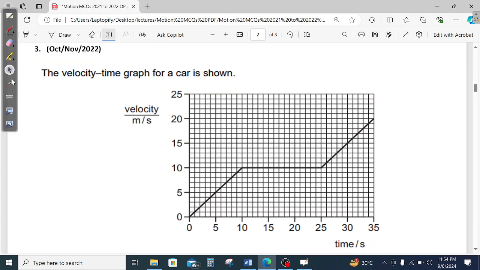Check the question. The velocity time graph for a car is shown. This is the velocity time graph. The curve is changing, so in that case you have to make different geometry here. I am making geometry here, just like that. Move vertically downward and you will get a triangular shape, this one. And from this one move horizontally and then move vertically upward. Again this is a triangular shape.